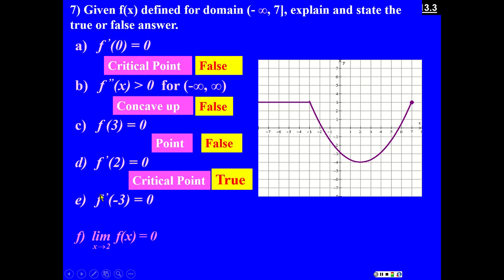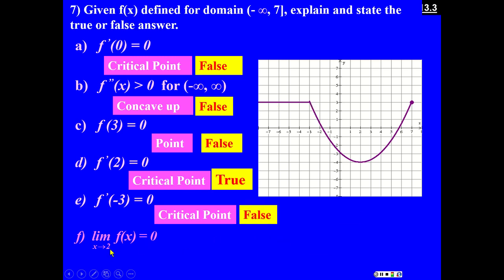Again, first derivative equals 0, critical point. When the x is minus 3, this is my y value. That is not a critical point because I have a constant and then it becomes decreasing. This is not the critical point.